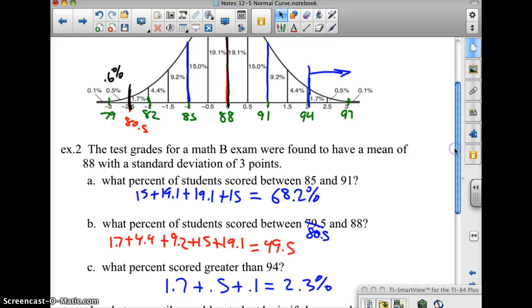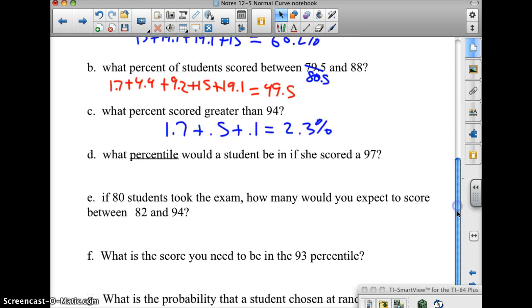Right. What percentile would a student be in if she scored a 97? Okay, so a 97, that goes up to 99.9, all right? So that is in the 99th percentile, all right? Because 99% of the data is before it, okay?